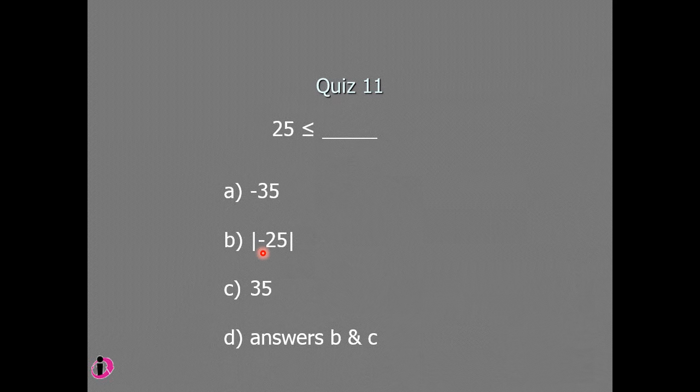25 is less than which one? It's B and C, right? So the right answer is D. Right answer is D, right? 25 is greater than negative 35, right? And negative 20. So the right answer is A and B, right? So the right answer is D.